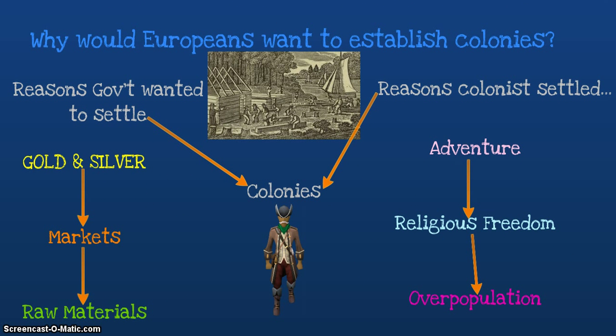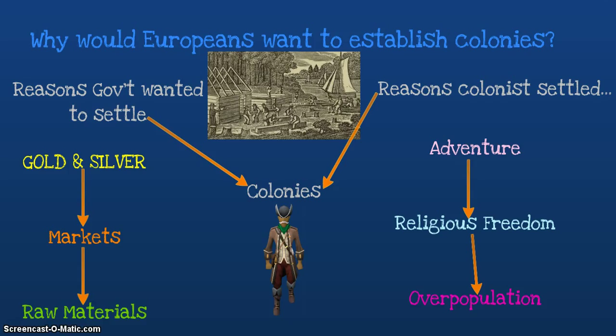Now, why would Europeans want to establish colonies? Well, the government wanted to for a variety of reasons, mostly mercantilism. It provided them with new raw materials, which were used to create things that they could sell, new markets for people to sell to, and extra gold and silver. And the reasons people wanted to settle there as colonists were the added adventure, religious freedom, and overpopulation in Europe.